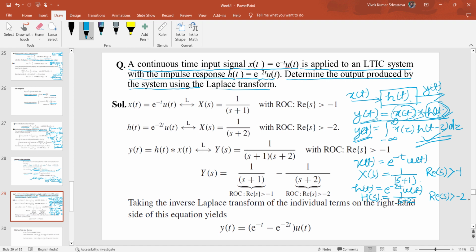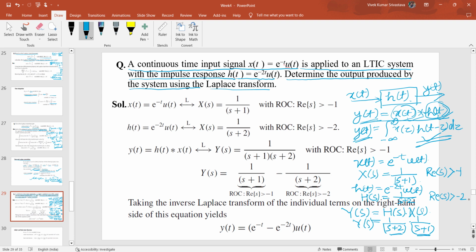Okay, so the output in the Laplace domain is defined as H of s into X of s. So H of s is 1 over s plus 2 into X of s is 1 over s plus 1. Okay, so this is basically Y of s. Now we will use the partial fraction method to break this Y of s into Laplace transforms of known functions.